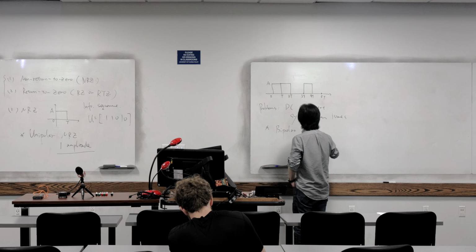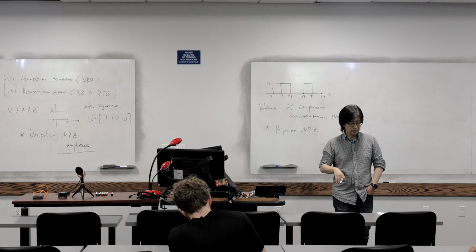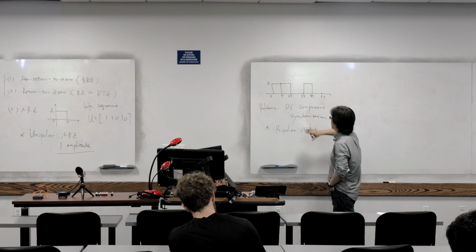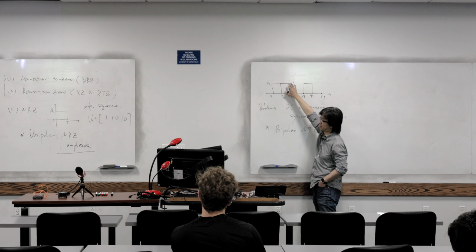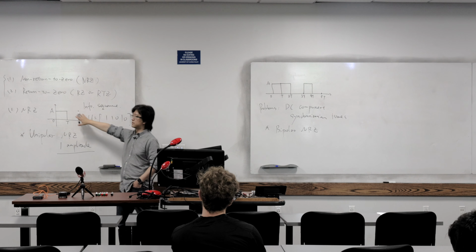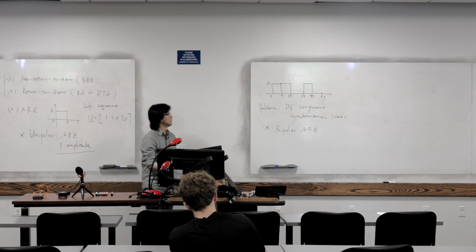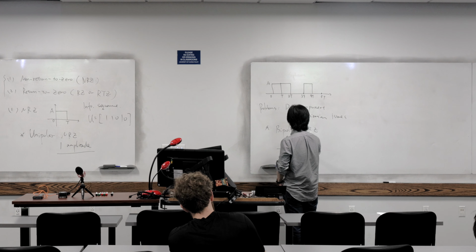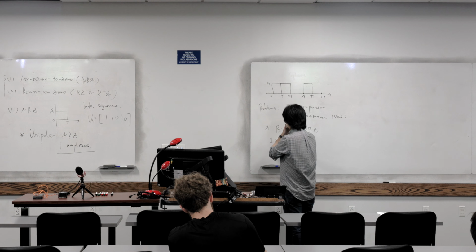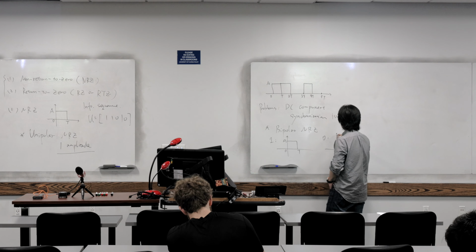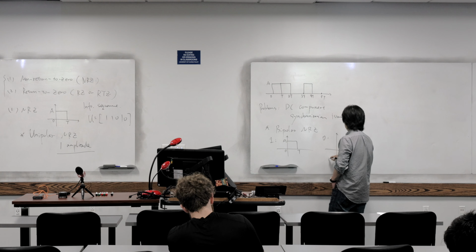NRZ. For the bipolar NRZ, the idea is that it's almost identical. The only difference is that if it's a 1, we transmit something like that. If it's a 0, then we transmit the negation of it. So basically, if it's a 1, we transmit that, and if it's 0, we transmit this.